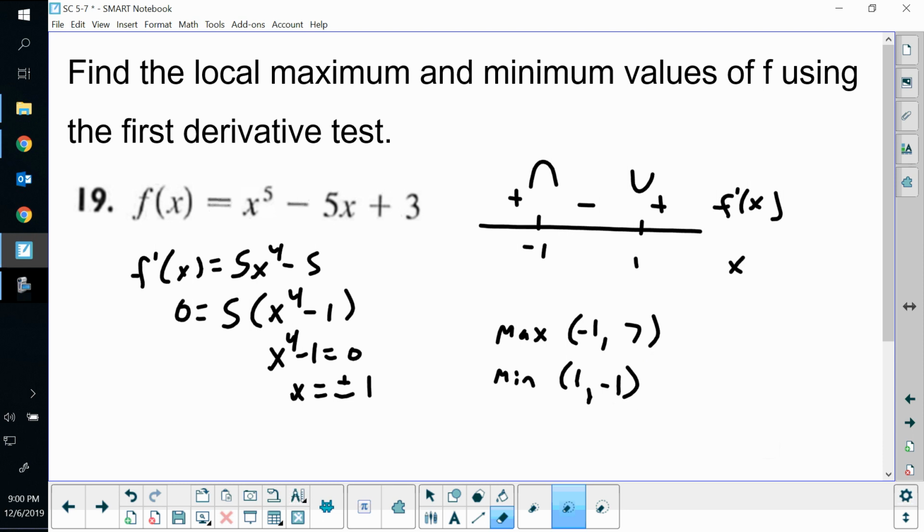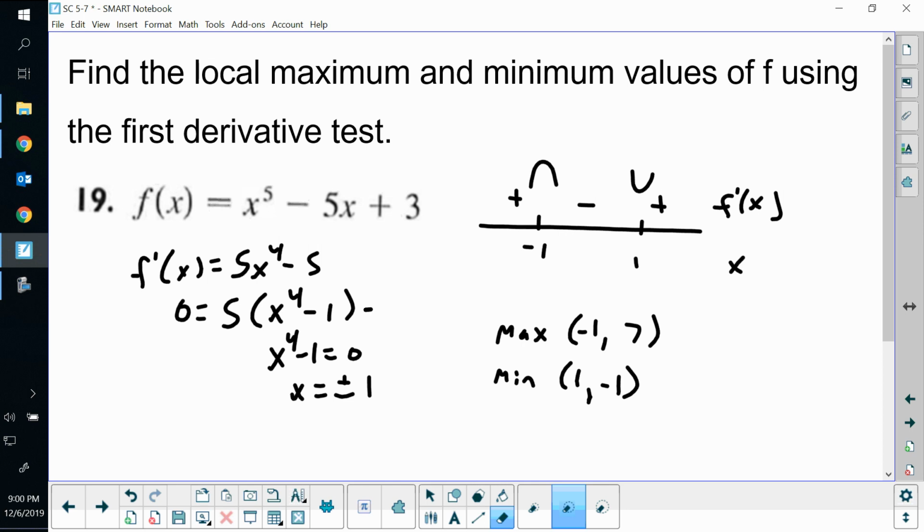All right, so going through this number 19, take your derivative, 5x to the fourth minus 5. I pulled out a 5. Set that equal to 0. Don't forget to do a plus or minus when you go to do the fourth root because it's an even root. The negative 1 and 1, those are x values on our number line. Our tests, the pluses and minuses, come from the derivative, subbing that into the factored form.